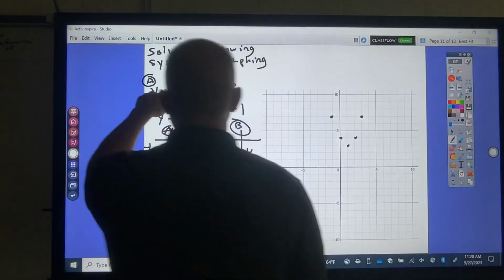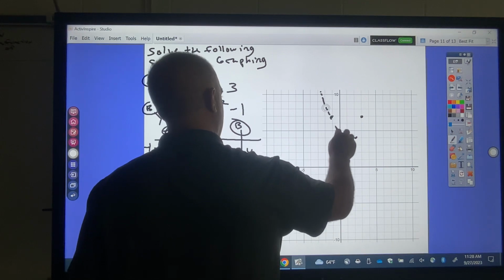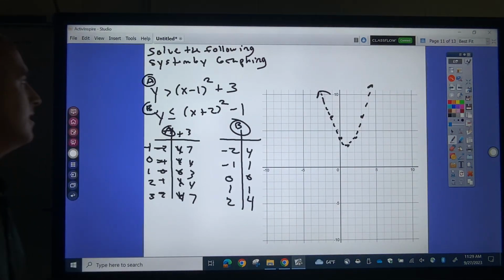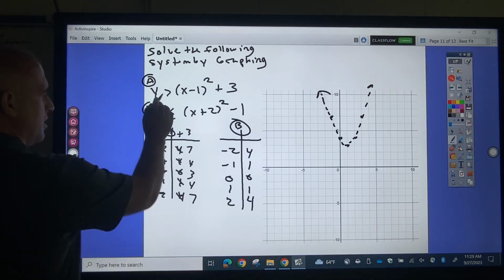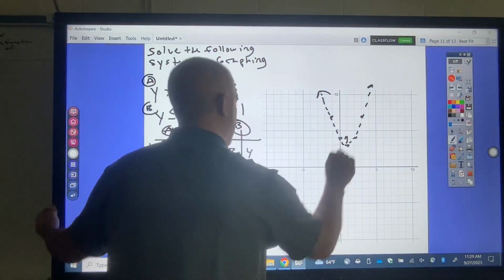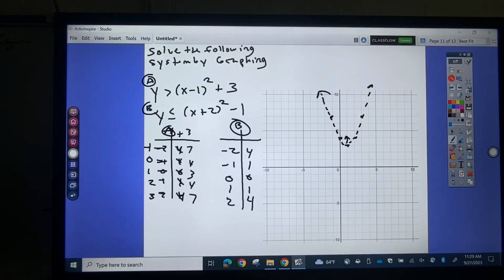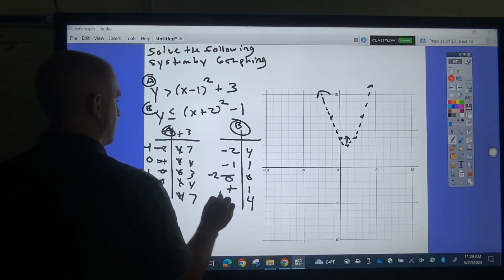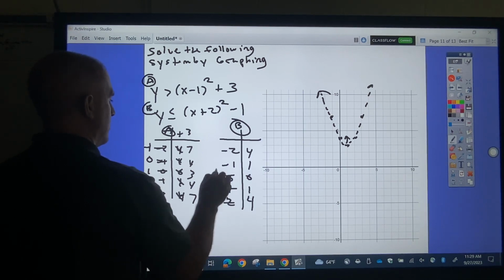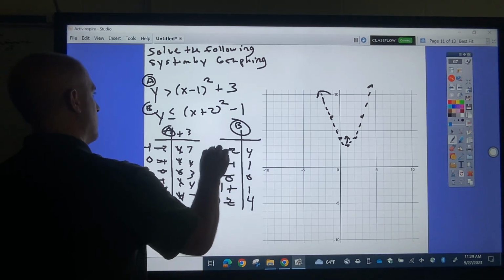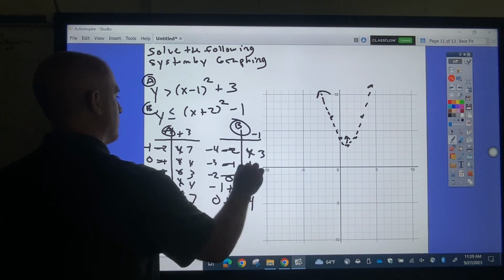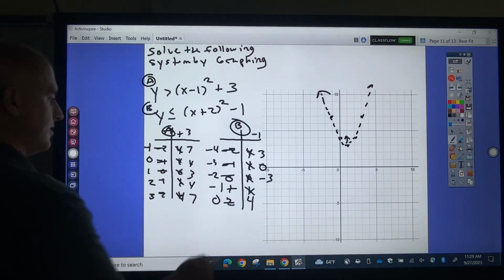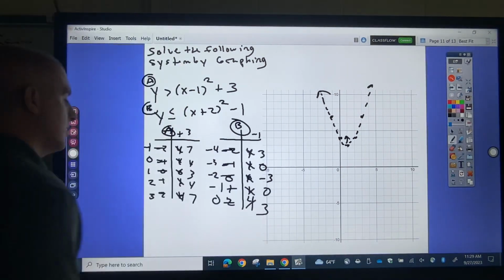Now, this one would be dashed. And for this one, I would be shading in here. I'm just going to put that arrow there because that's going to tell me where to shade. This one would become -2. So that would be -1, 0, -3, -4. Let's subtract 1 here, so that's 3, 0, -1, 0, 3.